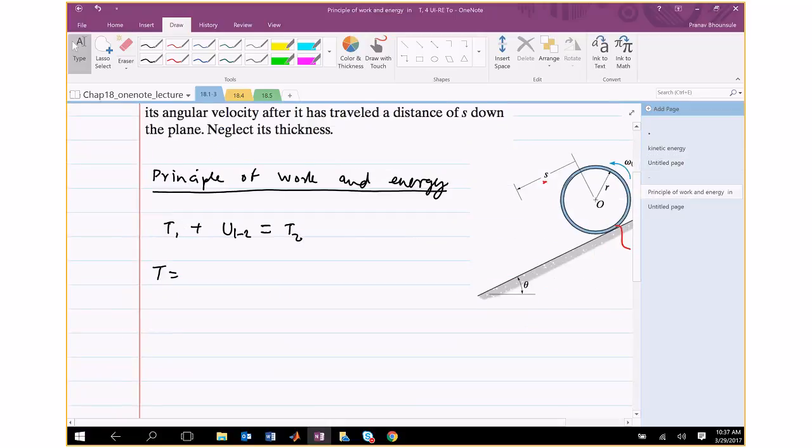So half m Vg square plus half Ig omega square is the expression for the total kinetic energy, where g is the center. Now Vg, what's Vg? What's the relation between Vg and omega? Yeah, it's omega r. And this is true for pure rolling.